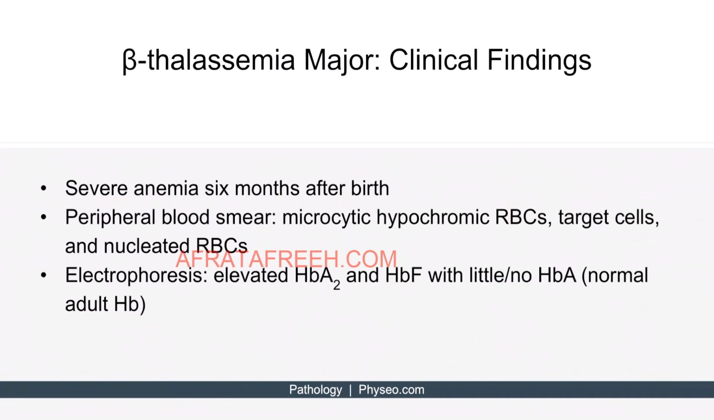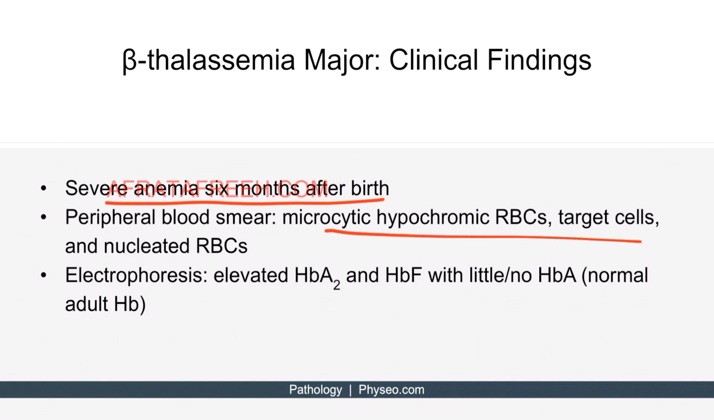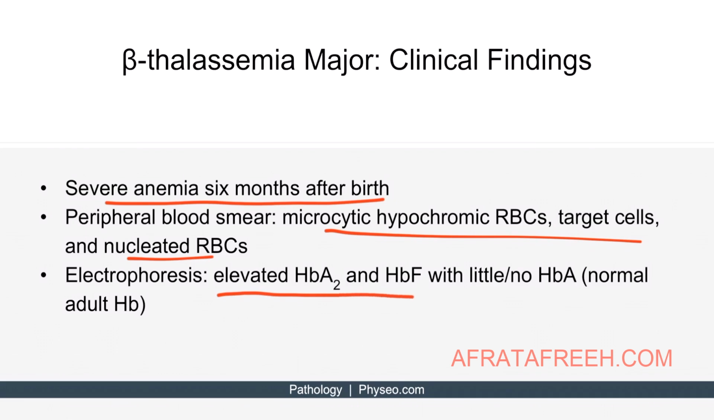Beta thalassemia major presents as a severe anemia 6 months after birth. It takes 6 months because high levels of fetal hemoglobin are temporarily protective. It presents with similar peripheral blood smear findings as seen in beta thalassemia minor, with microcytic hypochromic RBCs and target cells. It also presents with nucleated RBCs due to RBCs leaving the medullary space before they're mature. Finally, electrophoresis shows an elevated hemoglobin A2 with hemoglobin F and little or no hemoglobin A.